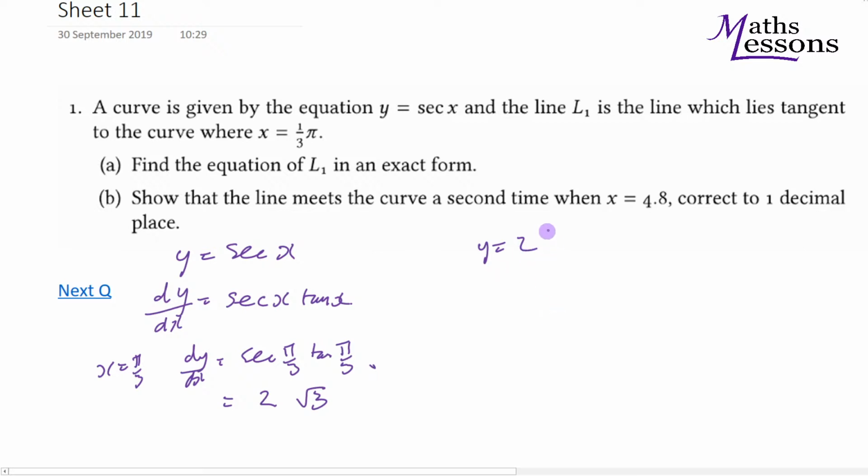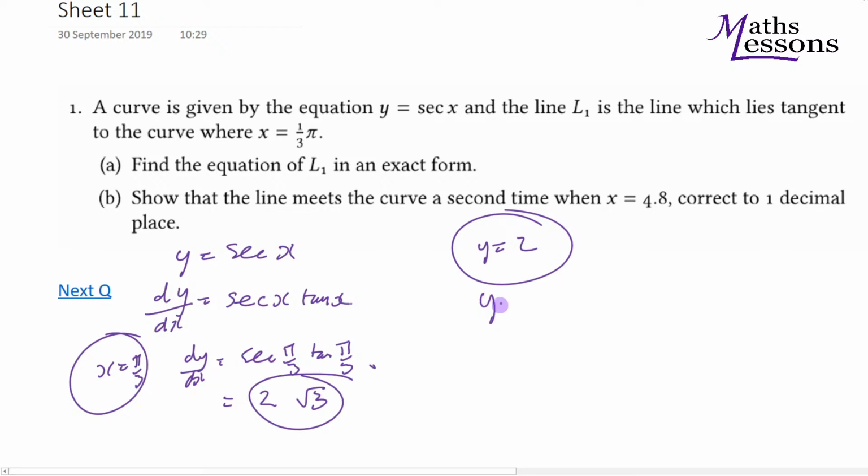So we've got a y value, we've got an x value, and we've got the gradient. So we can use y minus y1 equals m times x minus x1, where x1, y1 is a point on the line, pi by 3, 2, and m is the gradient. So y minus 2 will equal 2 root 3 times x minus pi by 3. And that gives us the equation of L1 in exact form.